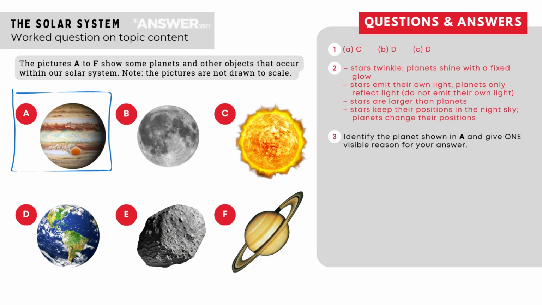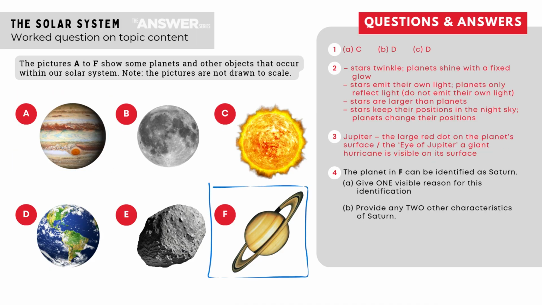Question 3 asked us to identify the planet shown in A and to give a visible reason for our answer. So looking at planet A, we notice a specific visible characteristic, which is that nice red dot on the surface of the planet, which helps us to identify planet A as Jupiter. And that red dot helps us to identify it because that is the eye of Jupiter, a giant hurricane that's moving over the surface of the planet and one of the characteristic features of this planet.